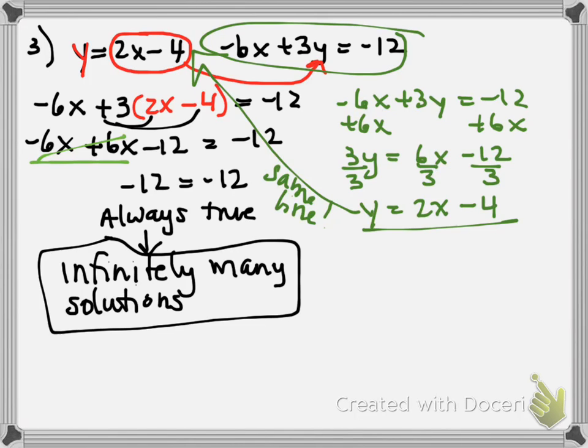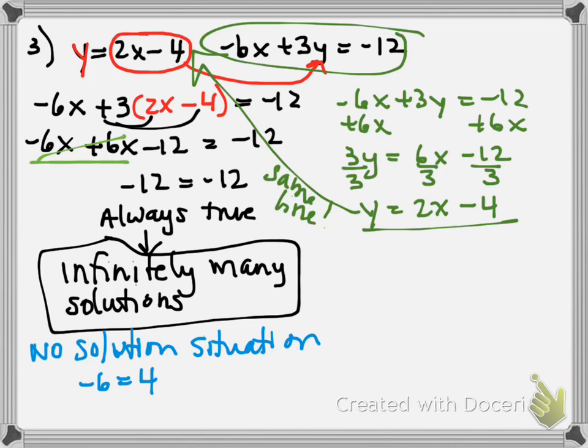So we do have mathematical ways of checking. Okay? So let me ask you this question. What would the end result be if you did substitution and the answer would be no solution? It's not true. Okay? So in a no solution situation, you would get a statement that's not true, like negative 6 equals 4. Okay, so this is never true.